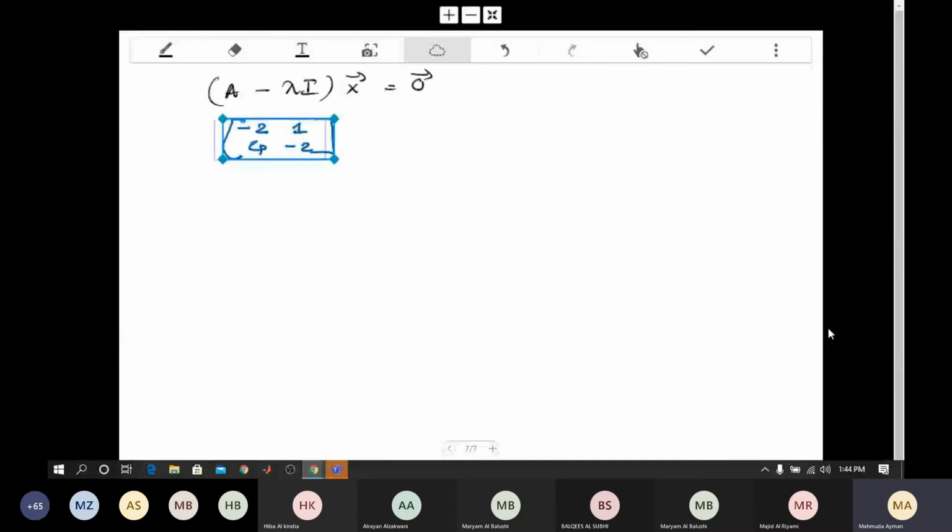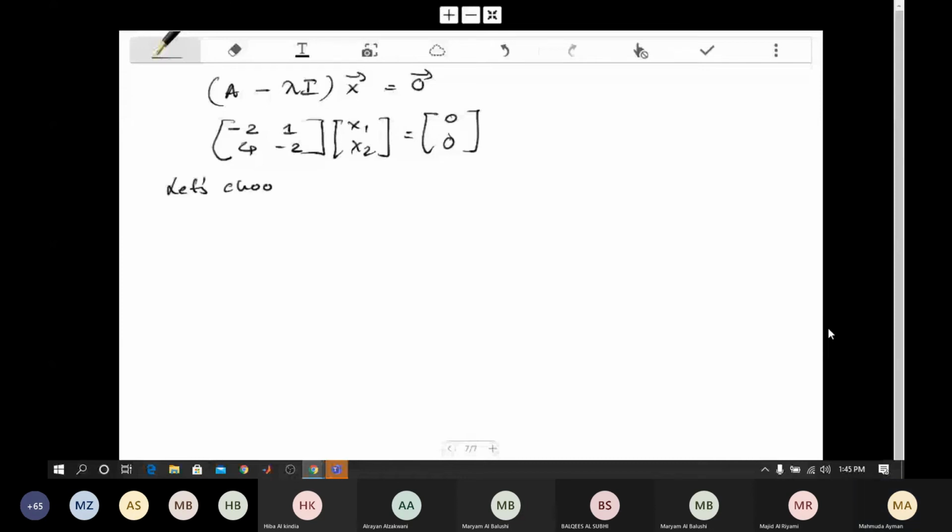And we told that x is x1 and x2, the unknown vector, which is equal to 0, 0. So as I told you, we'll get a set of equations here now to be solved, but then we can choose values for the components of the x vector. So let's choose x1 is equal to 1.